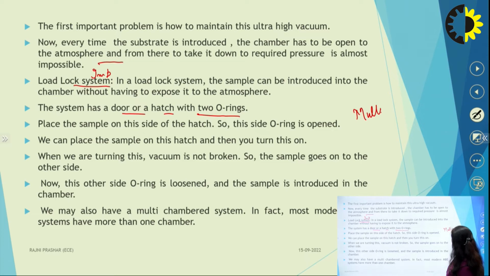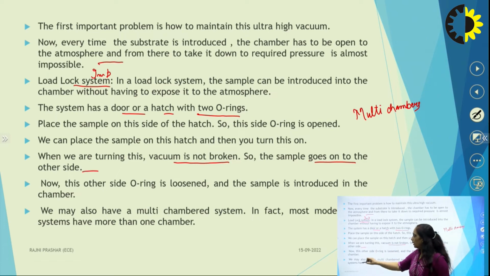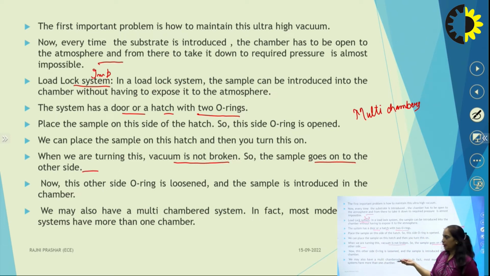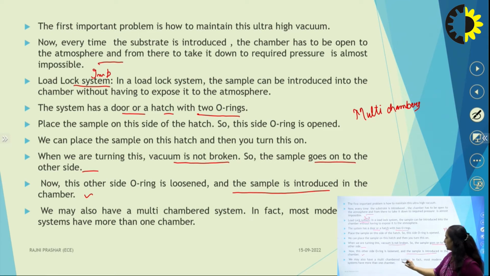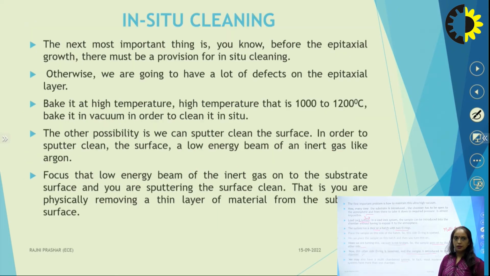Nowadays multi-chambers are also used. So we can place the sample on this hatch and then turn it, and when we turn this, the vacuum will not be broken and the sample goes to the other side. Okay, so the next O-ring will be free to accept the sample. The next sample will be introduced into the chamber. We may have a multi-chambered system. In fact, most MBE systems will have more than one chamber.